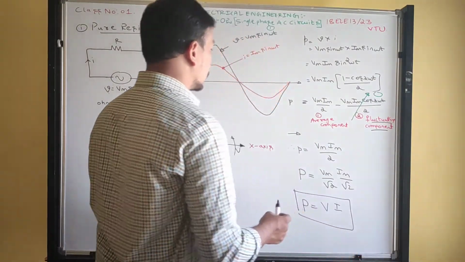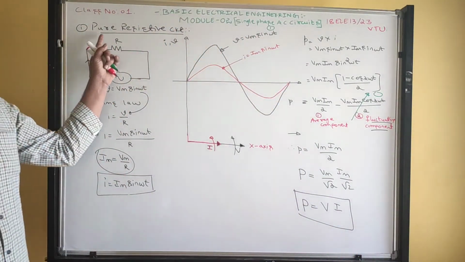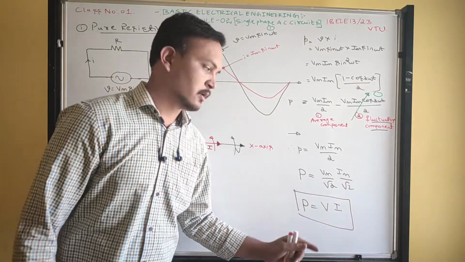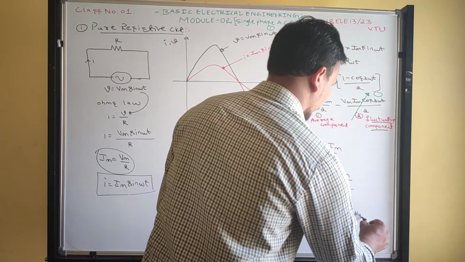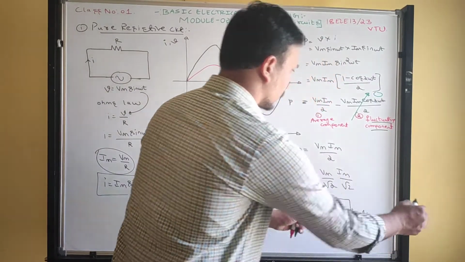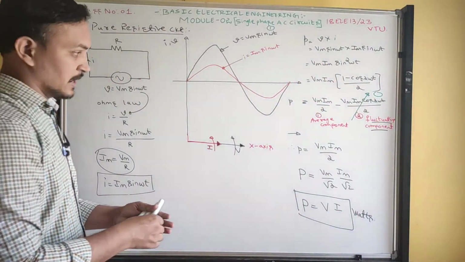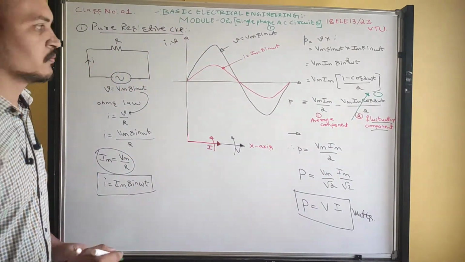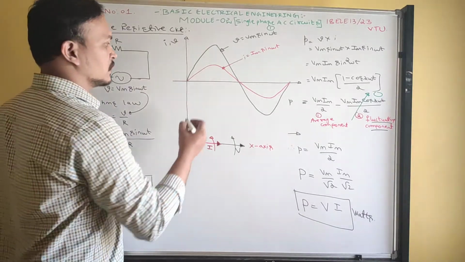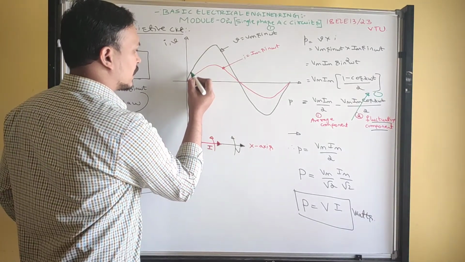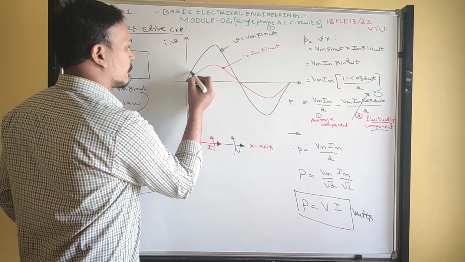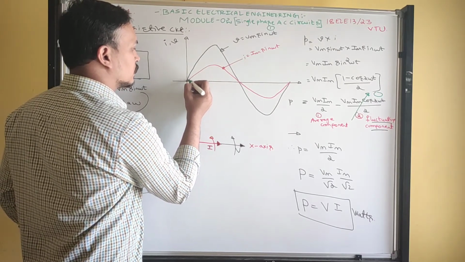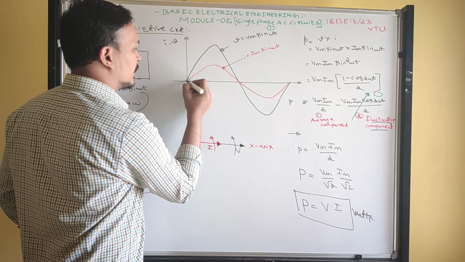So what is the power consumed in a pure resistive circuit? Power is equal to VI. What is the unit? Watts. Now I will explain why we made it 0. You will get 2 cycles of power waveform over 1 cycle of voltage waveform. Multiply 0 into 0, 0. Voltage is positive, current is positive. If I multiply this, you will get power like this.